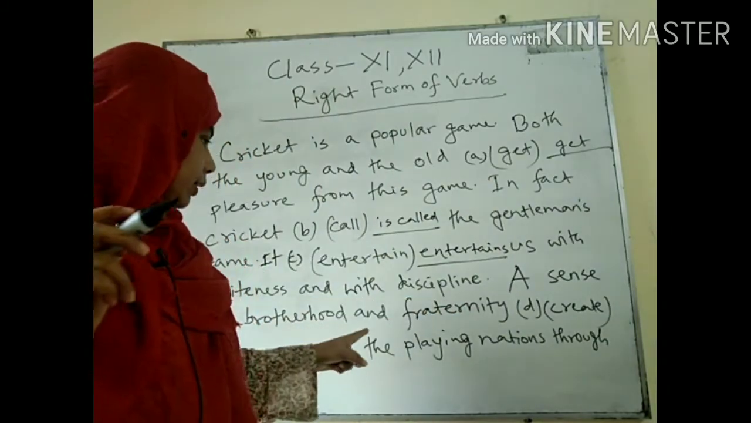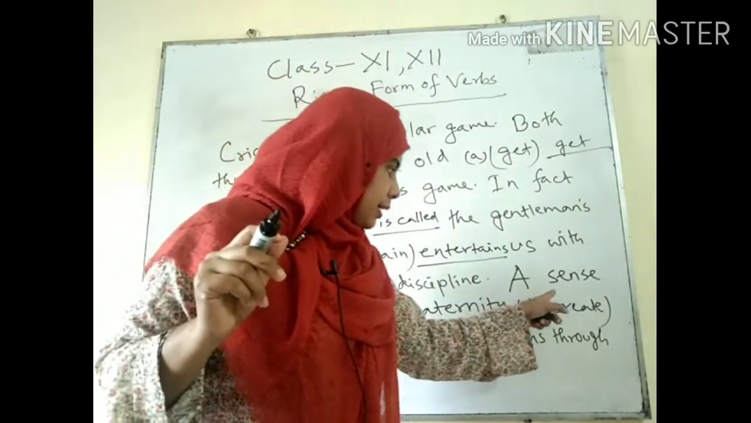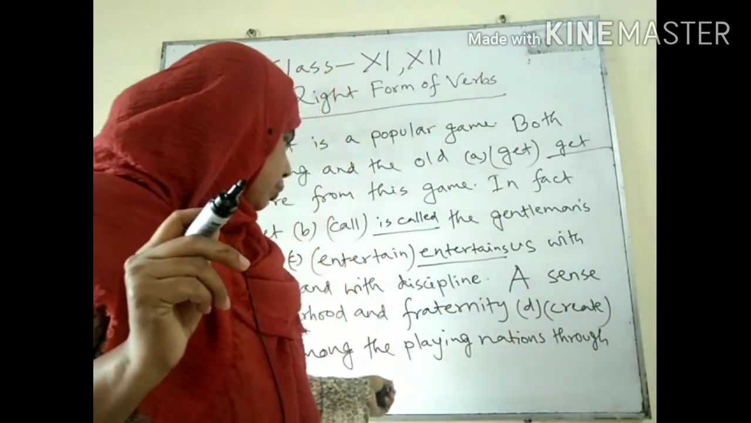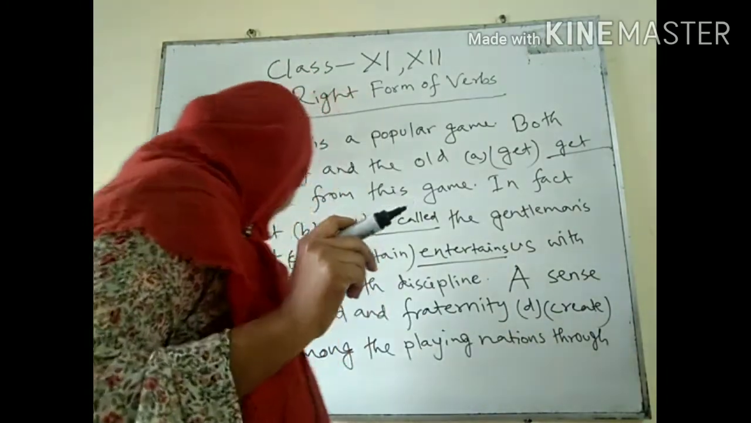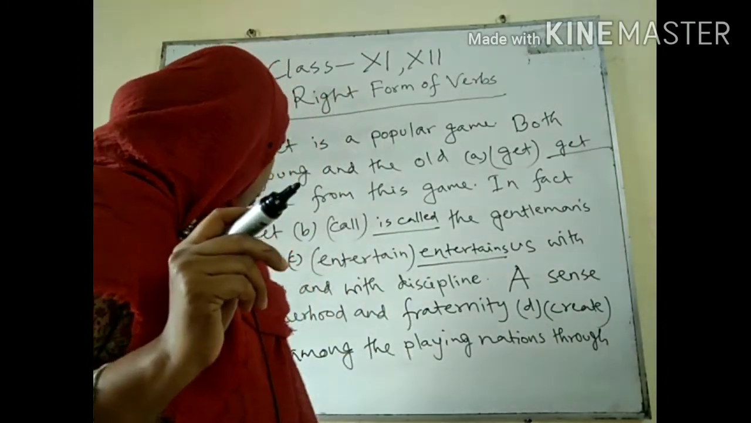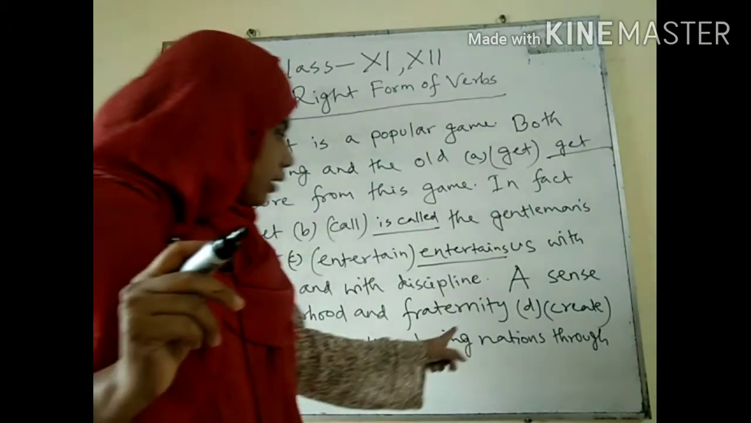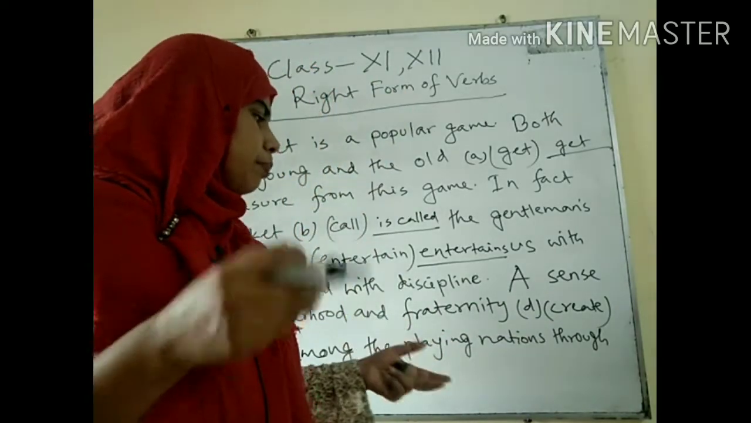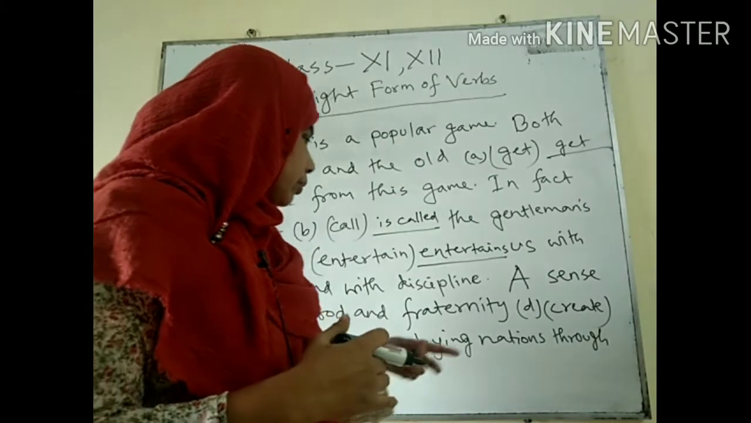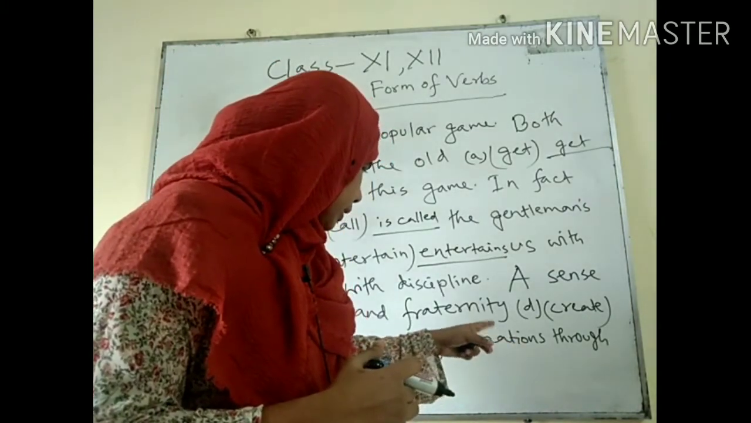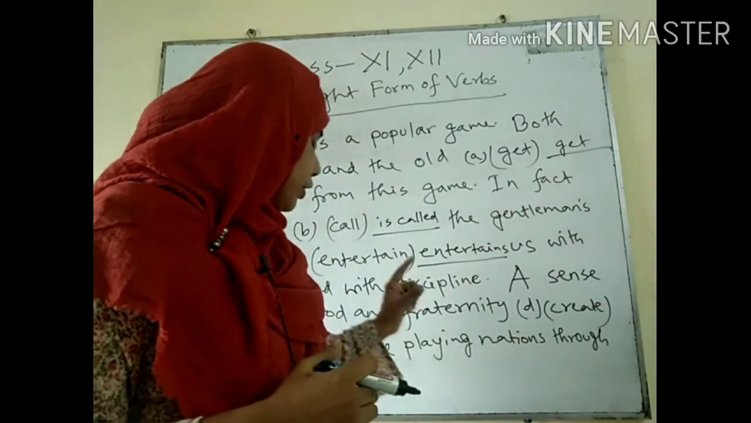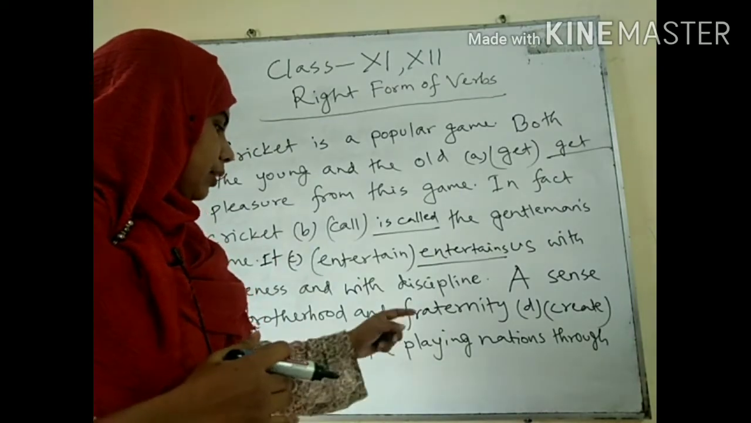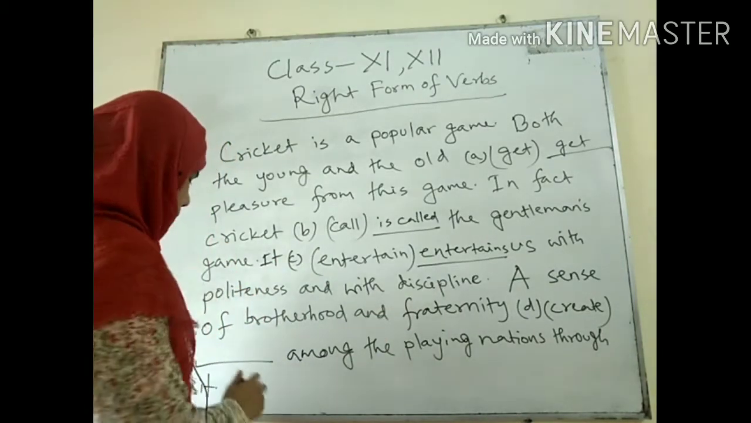Then a sense of brotherhood and fraternity. The subject is a sense of brotherhood and fraternity. A sense of. Okay. So it is singular. Create among the playing nations through it. Here also we have to do the passive, because the sense of brotherhood is created by us through cricket, okay, among the playing nations. A sense of brotherhood and fraternity is created through cricket among the playing nations. So we have to do it in passive, is created.